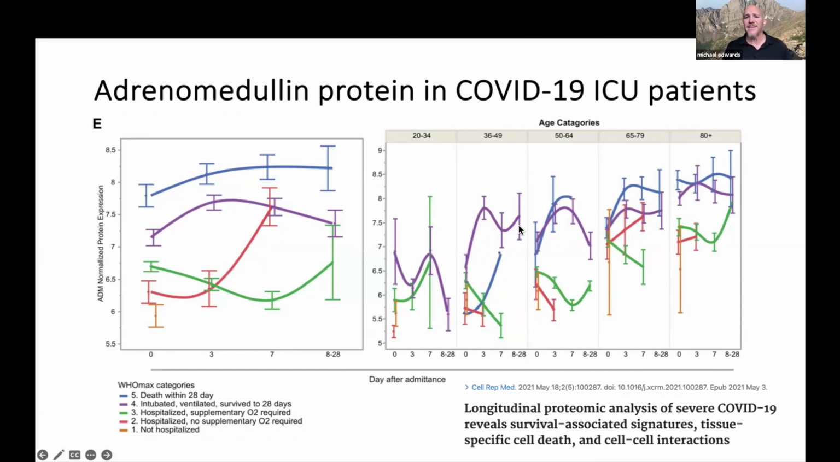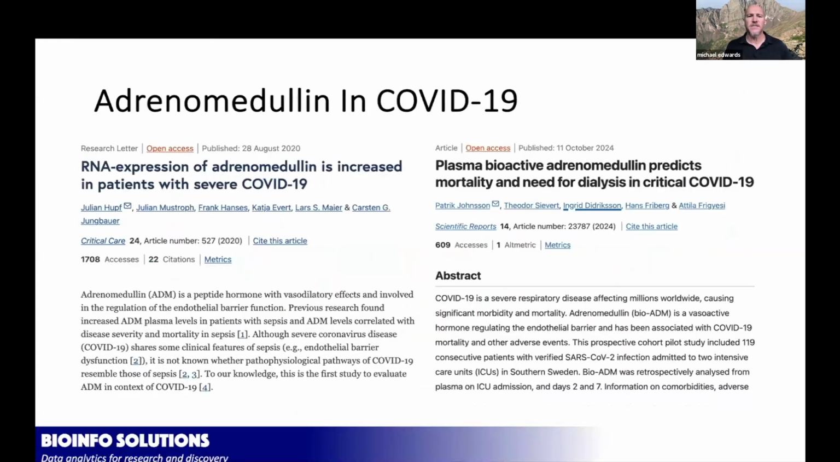And not only that, but as you look at this, there's absolutely an age effect. If these are different age groups going up in age, you can see that even at basal levels of expression, they just keep going up and up as you get older. So maybe adrenomedullin is somehow associated with the age effect we see. I just thought that was interesting.